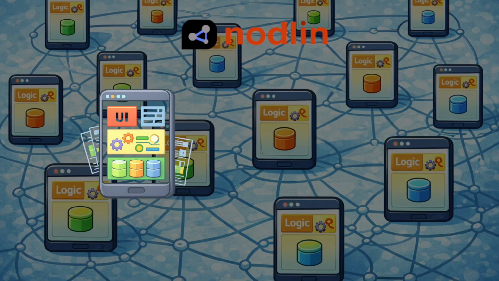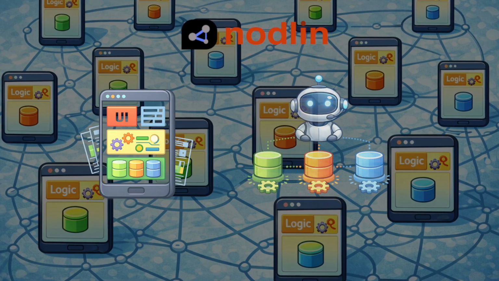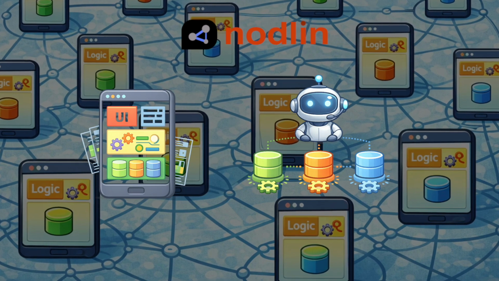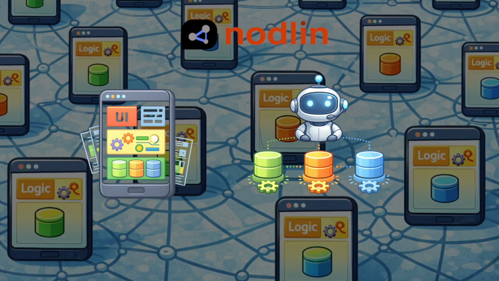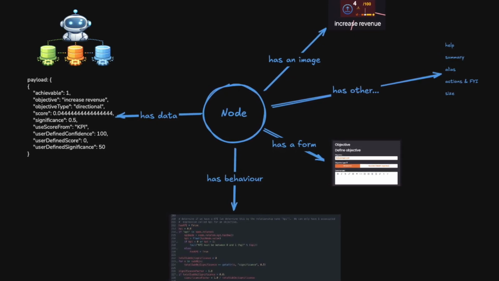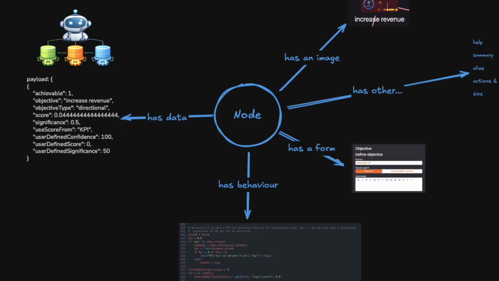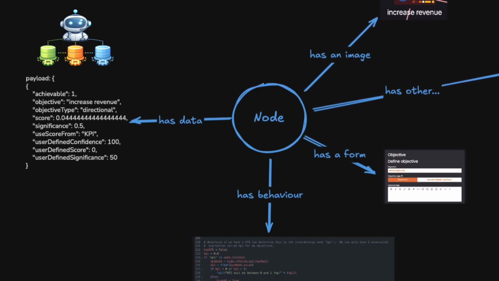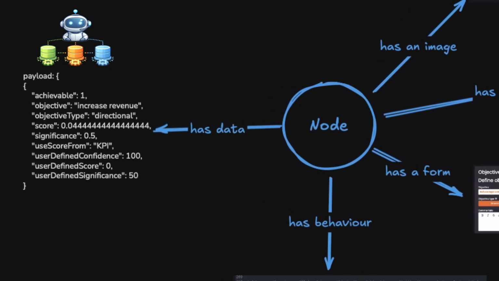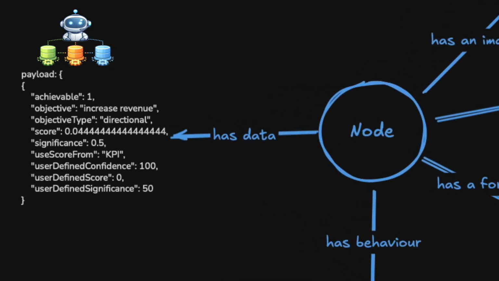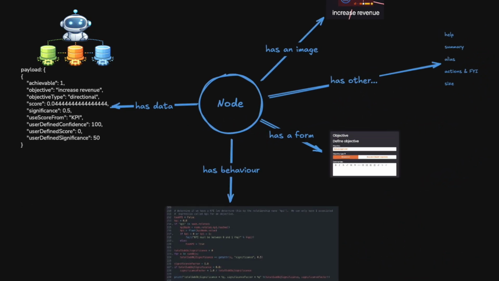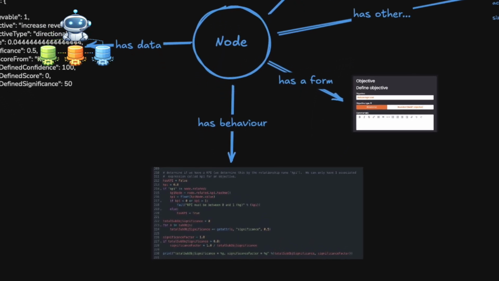Instead of deploying applications that each manage their own data, you deploy agents that define data and behavior directly in a shared graph. There is no isolated system state. Everything exists as connected data. An agent is a service that defines the types of data it manages and the logic that governs how that data behaves. In Nodlin, data is represented as nodes. Each node is a structured piece of information, for example, an objective, a requirement, a task, or a financial metric. Agents define these node types and how they interact with other nodes across the graph.